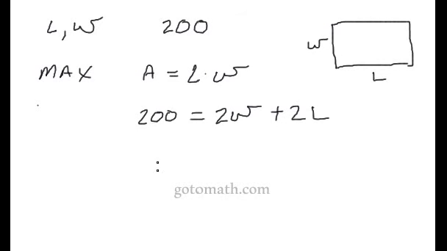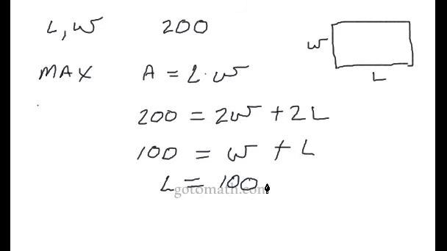So if I multiply this by half, we'd end up with 100 equals W plus L. Okay, so that makes things a whole lot simpler here. And I'm going to go ahead and rewrite it like this, so hopefully you can follow me here. Just take the W over to the left, but then I'm rewriting it, flipping it around. Surely you can follow that, right?